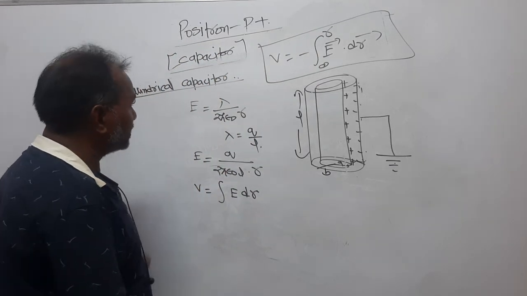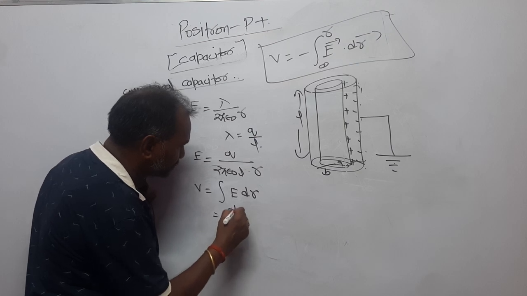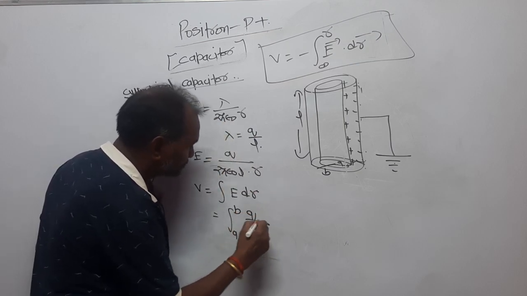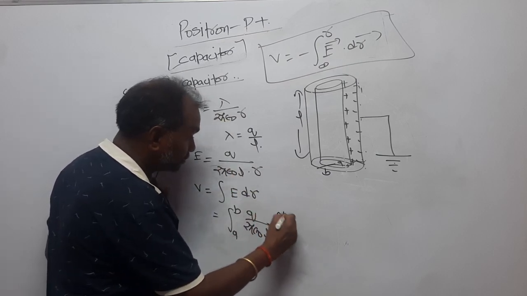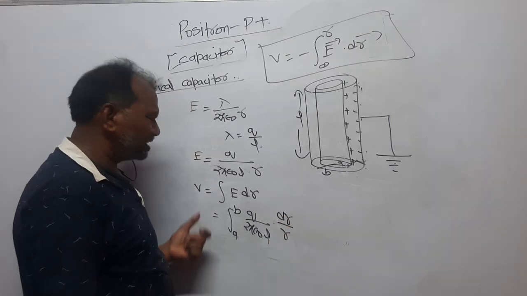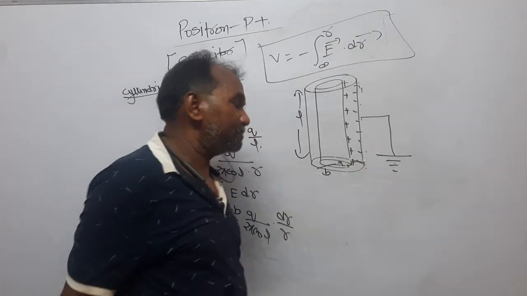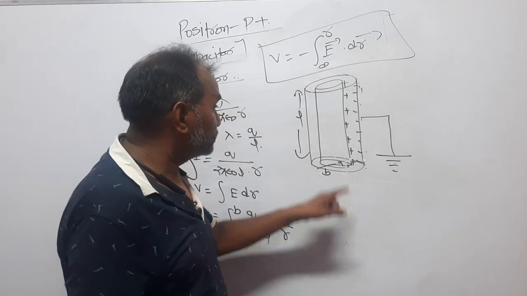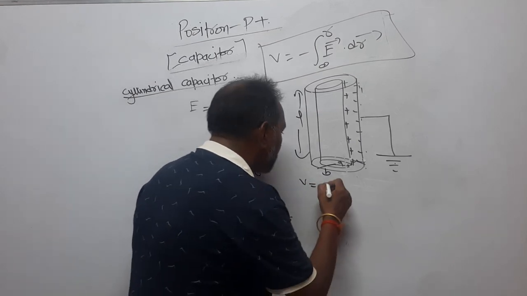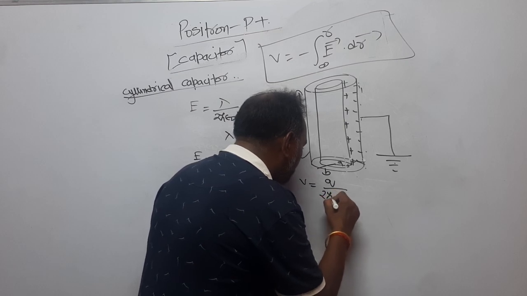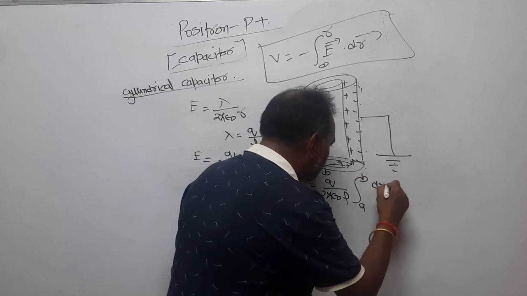So now dear students, look here, it is from A to B, that is Q upon 2 pi epsilon naught L, dr over R. Now look here, dear students, it is not from infinity, it is between the space, in between the plates. So I am expressing the limits from A to B. V is equal to Q upon 2 pi epsilon naught L, which I have taken out, and then integral from A to B of dr upon R.